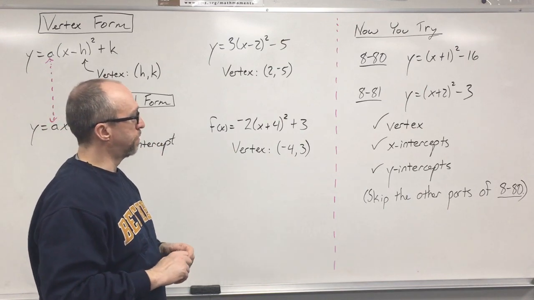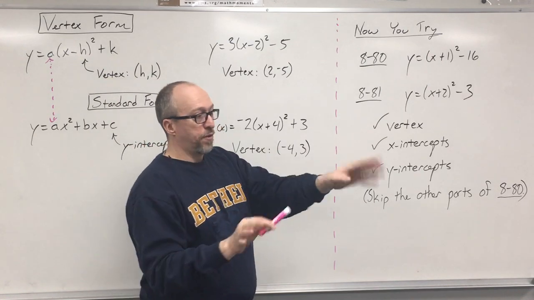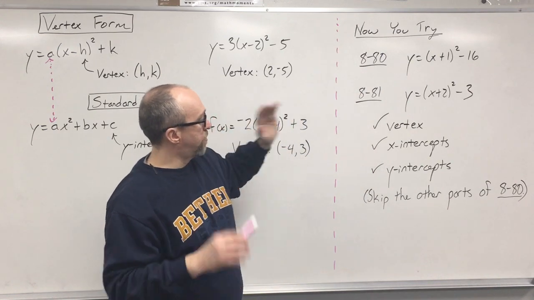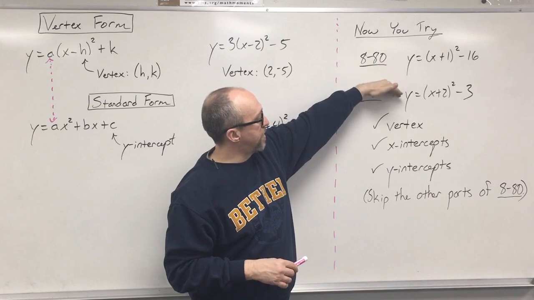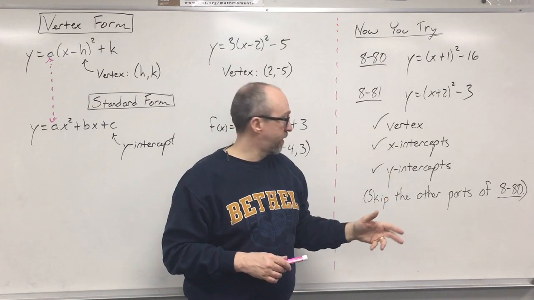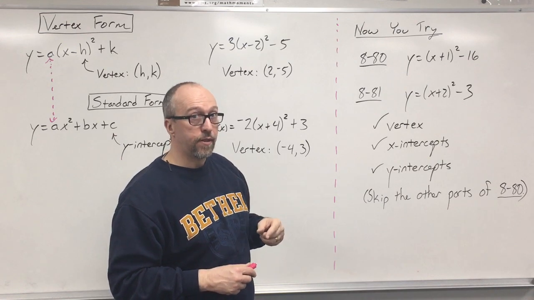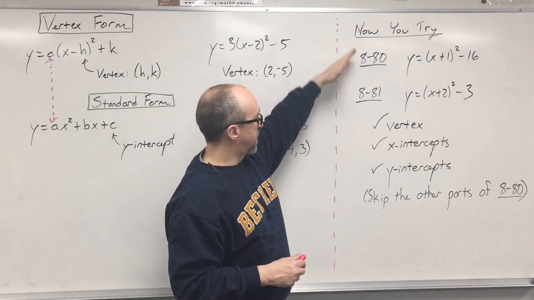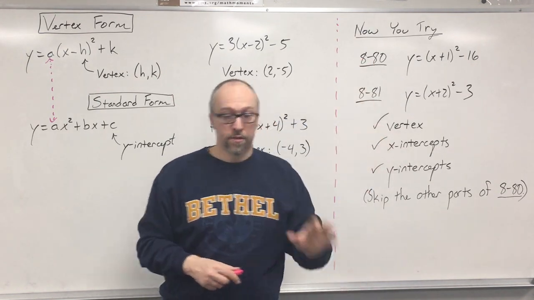So here's what I want you to do. When this video ends, I want you to skip what the book says for 880, and I just want you to find the vertex, the x-intercepts, and the y-intercepts for these two. Sketch a graph of it, and then go to Desmos to check your answers. The answers will be what starts the next video. Again, skip the other parts of 880, just do what I'm asking you to do here.